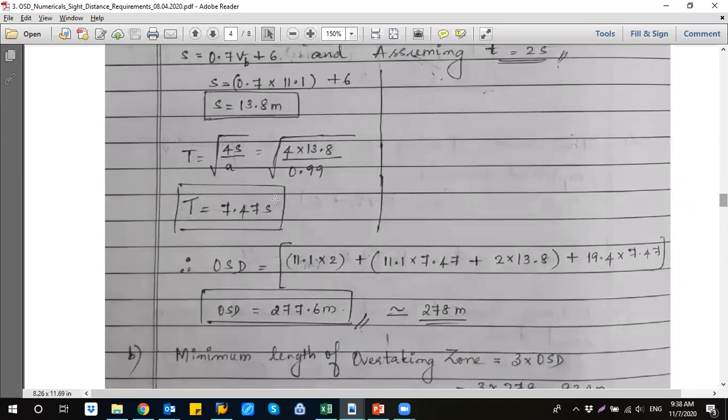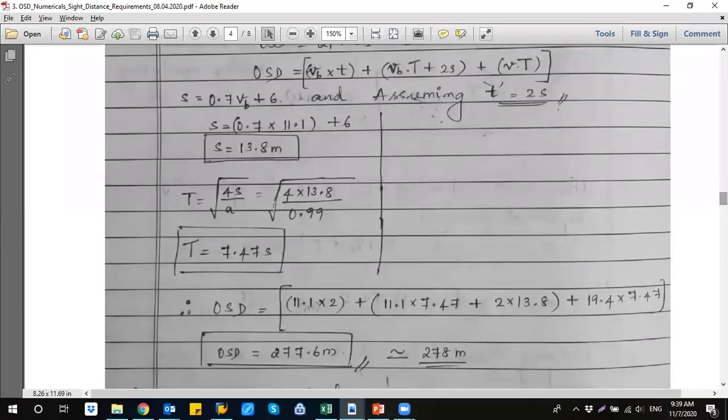Next, I'm going to find capital T, that is square root of 4S by A. A, the acceleration, is 0.99. S you have already calculated as 13.8 meters. Capital T is 7.4 seconds. I have got it as 7.47 seconds. Now I guess I have all the components, right? S and T are the ones you have to find out. All other details are here. Substitute in the actual formula.